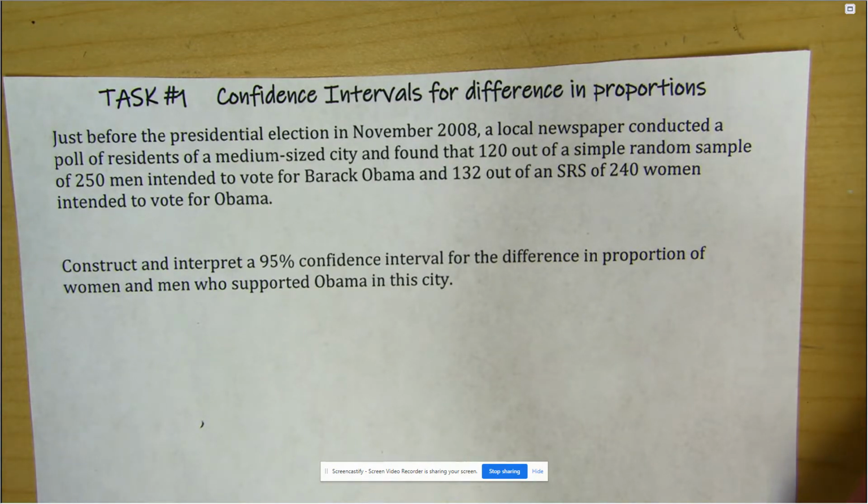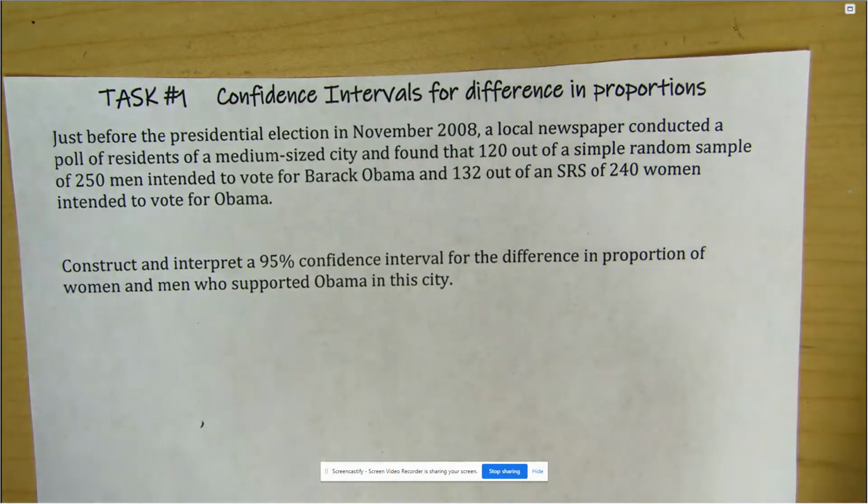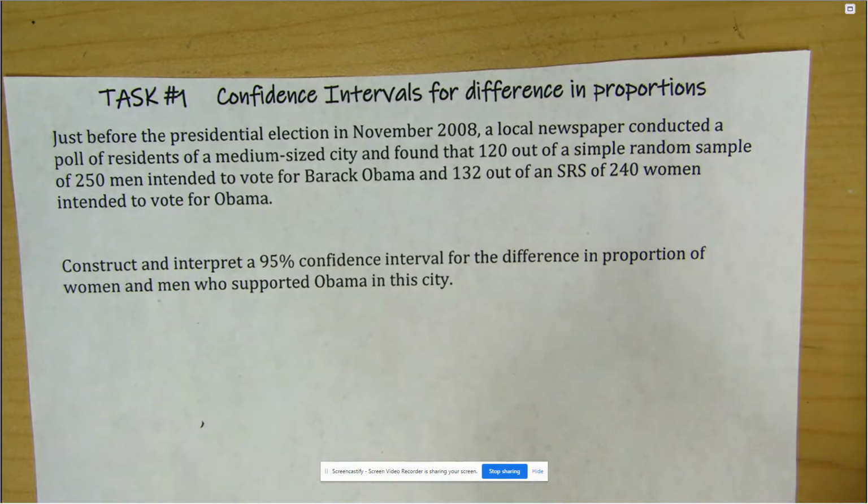this city. So we're trying to figure out, we will have a sample that will show the difference in proportion of men and women who said that they were intending to vote for him. And we want to be 95% confident. We want to make an interval that we could be 95% confident would capture the true difference for this population. So here's what we're going to do.